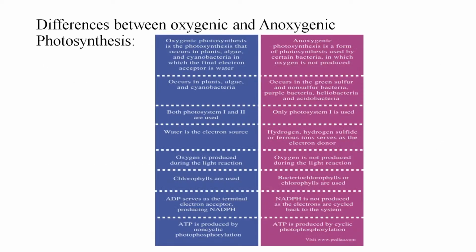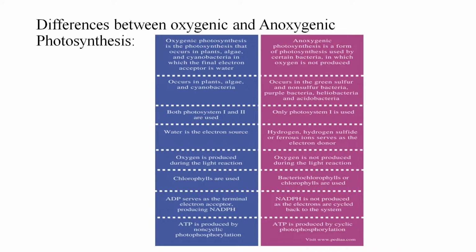Now, finally, we'll see the differences between oxygenic and anoxygenic photosynthesis at a glance. As we know, oxygenic photosynthesis is the photosynthesis that occurs in plants, algae, and cyanobacteria, in which the final electron acceptor is water, which we have seen in the reaction. The final electron acceptor is water. But in the case of anoxygenic photosynthesis, it is different.